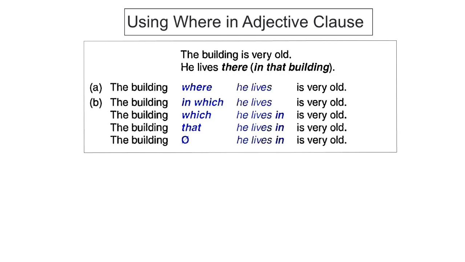Now, we'll discuss using where in adjective clauses. Where is used in an adjective clause to modify a place, such as city, country, room, house, and so on. If where is used, a preposition is not included in the adjective clause, as in A. If where is not used, the preposition must be included, as in B.